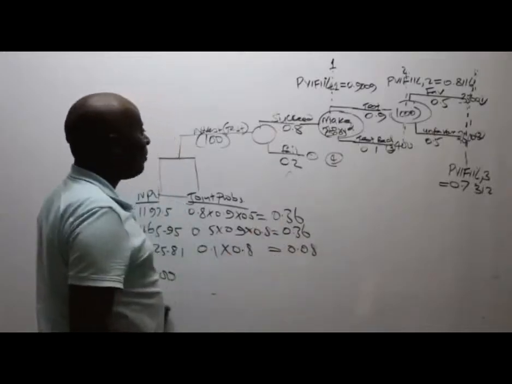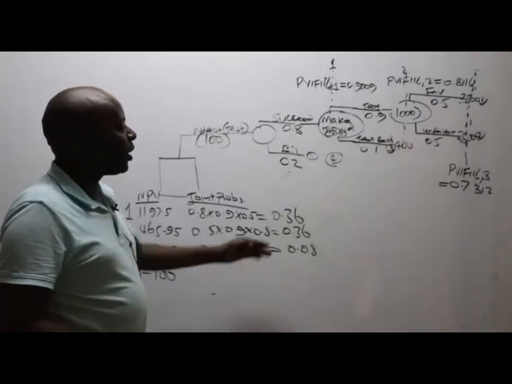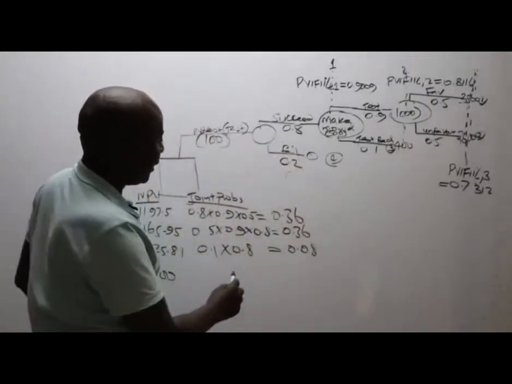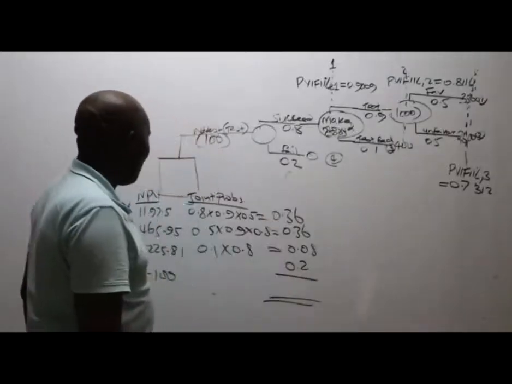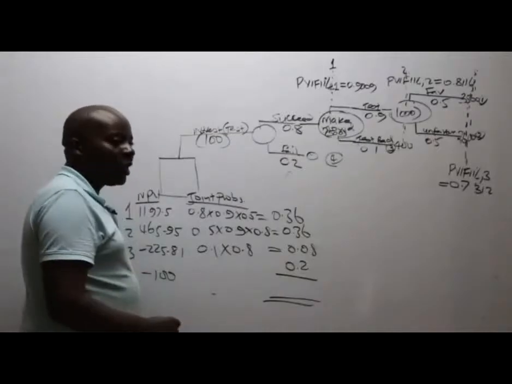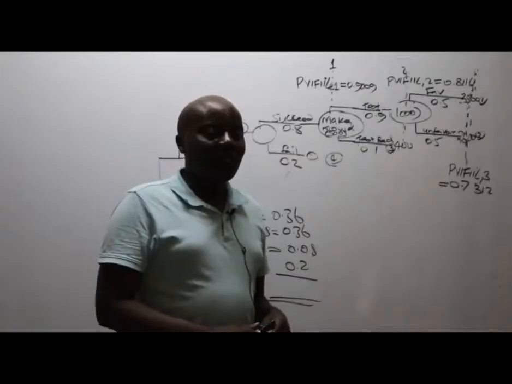How about branch number 4? Branch number 4, ladies and gentlemen, I can see only one probability, which is 0.2. And that being the last probability, when I add my total probabilities, the concept of mutual exhaustiveness has to apply. When you add, you must get a total of what?